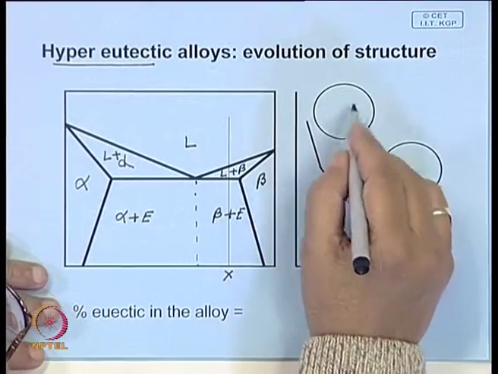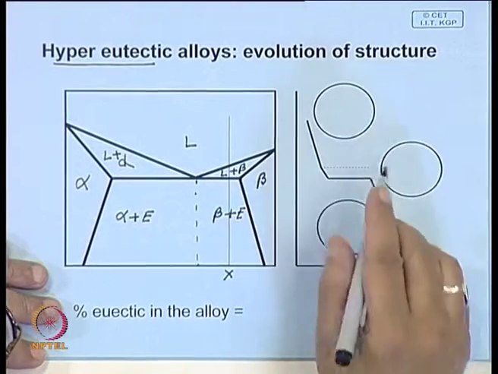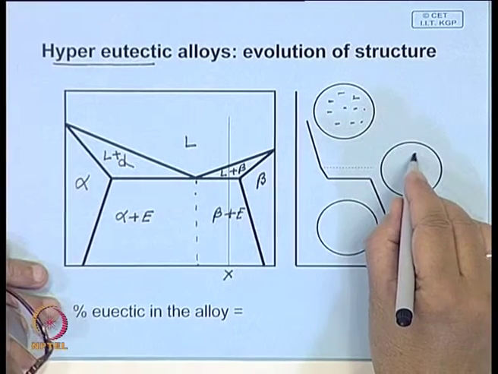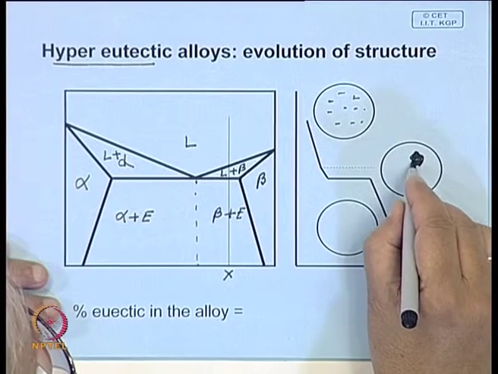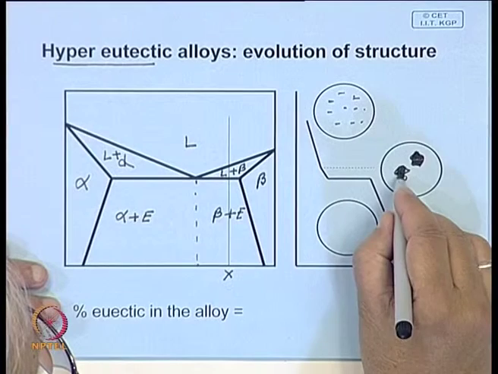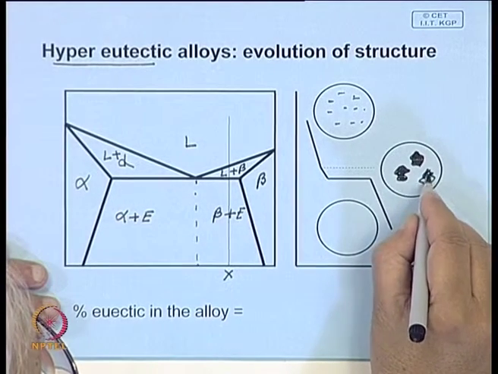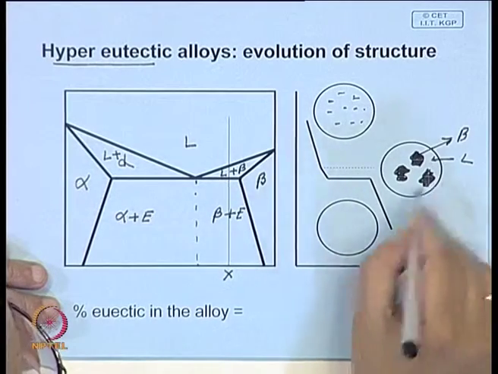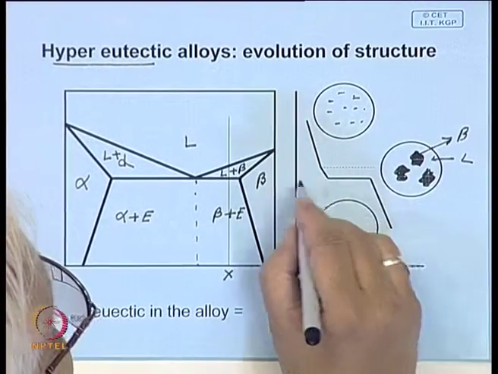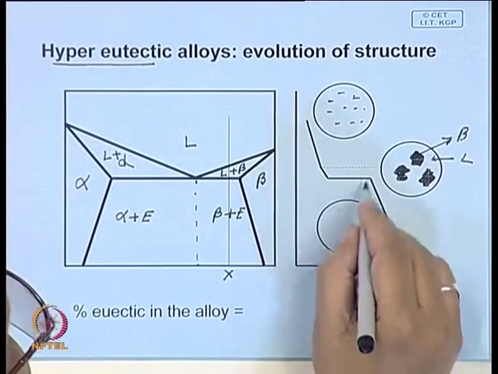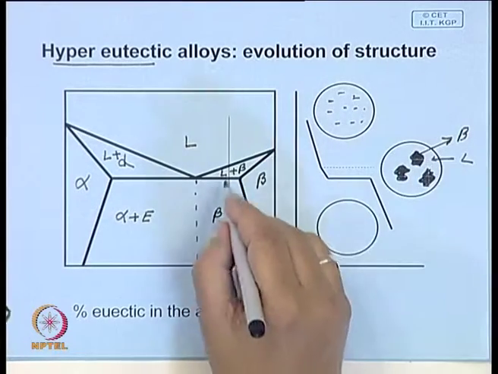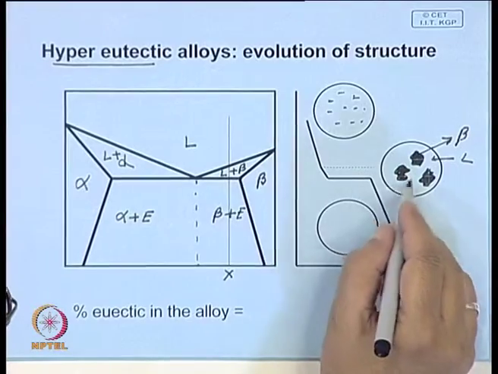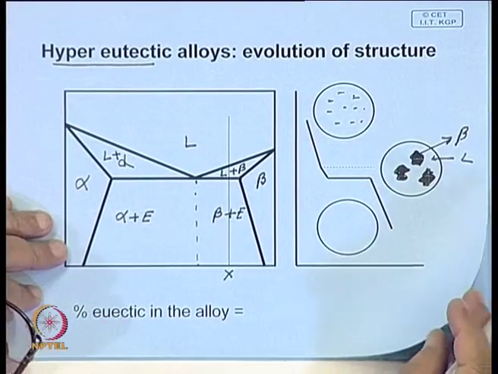Now, I will leave it to you to complete the evolution of the structures over here. The only thing is, here in the liquid you will have beta precipitating out. So, I will draw it like this, beta is the primary phase, and this is still liquid. Once the eutectic temperature is crossed, the entire liquid will transform into eutectic. Here also you try and find out, take a composition, apply the lever rule, and find out the amount of primary beta, amount of eutectic and amount of total beta.